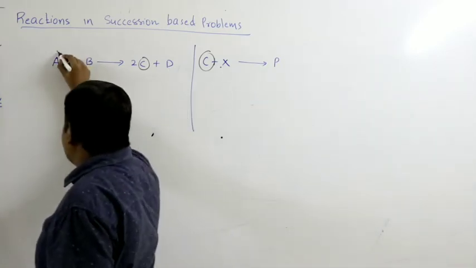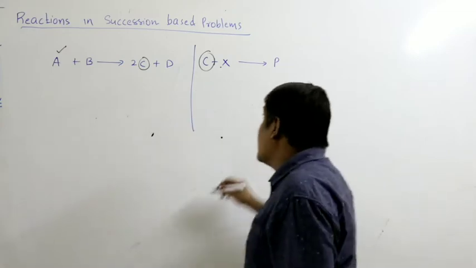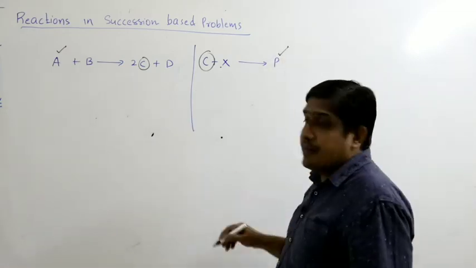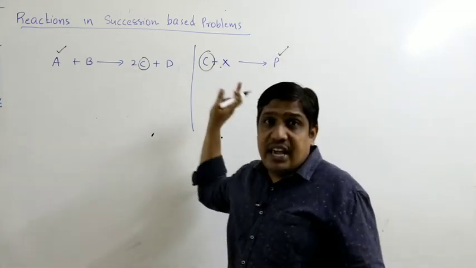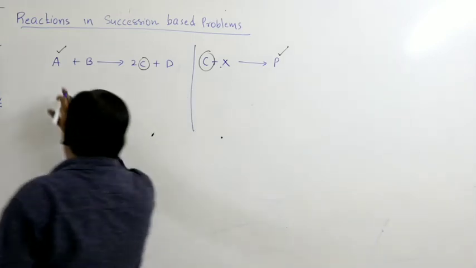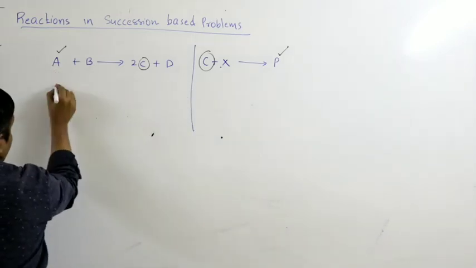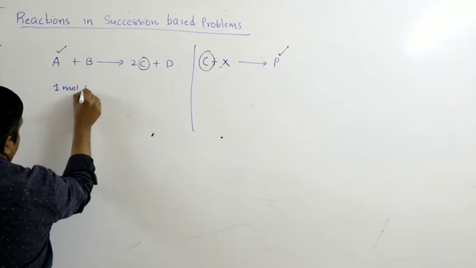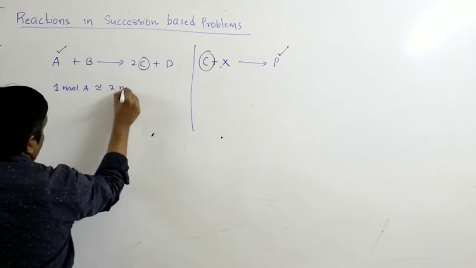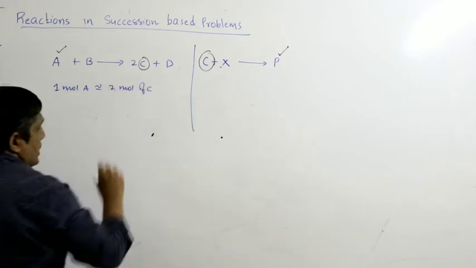Say the quantity of A is given. You will be asked to find, say, the quantity of P. There is no direct relation between A and P. So what do you have to find? Find the relation between A and C. 1 mole of A is stoichiometrically equivalent to 2 moles of C.